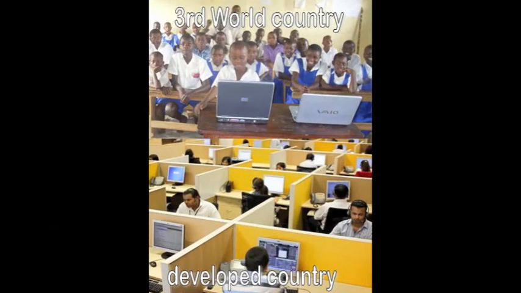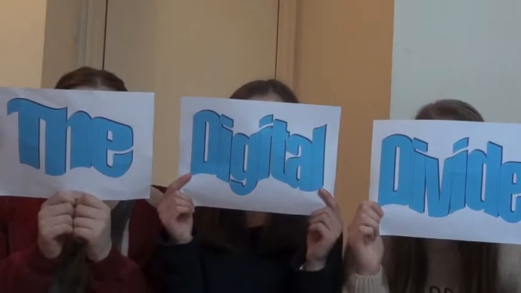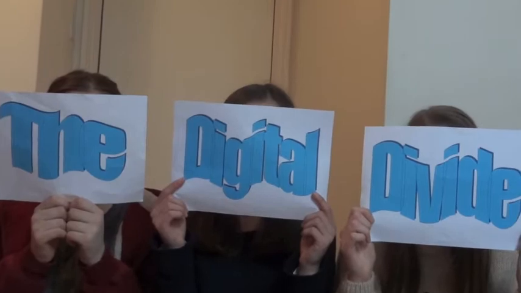What is the digital divide? The digital divide is a global and social issue with a widening gap between those who have internet access and those who don't. It can be defined as an economic inequality between different groups, between those who have knowledge of ICT and those who don't.